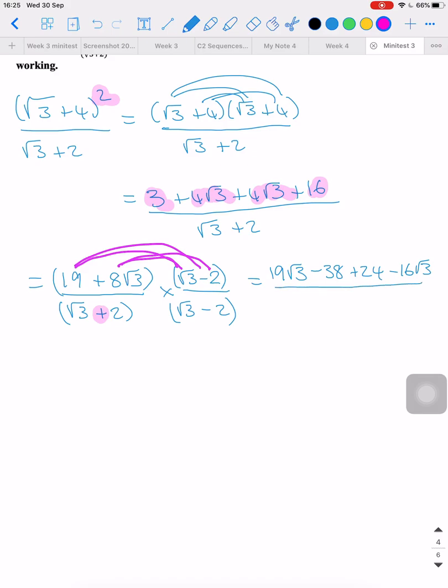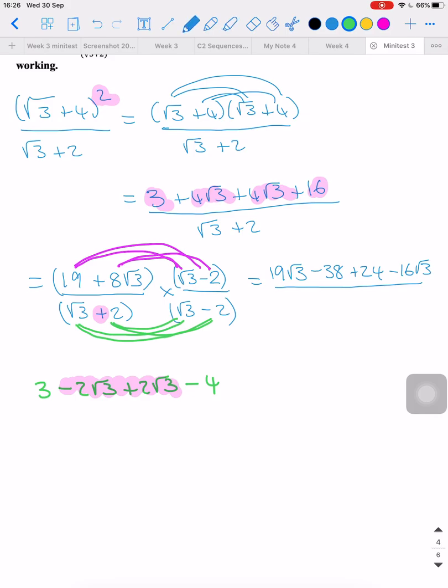Okay, and then in the denominator, I've got root 3 times root 3, which is going to give me 3. I've got root 3 times minus 2, which is minus 2 root 3. I've got 2 times root 3, which is plus 2 root 3. And I've got 2 times minus 2, so that's minus 4. And of course what happens there is those two middle terms end up eliminating each other. They just cancel each other out.